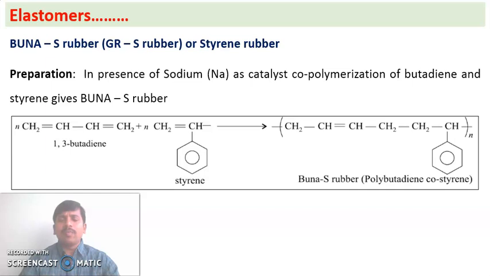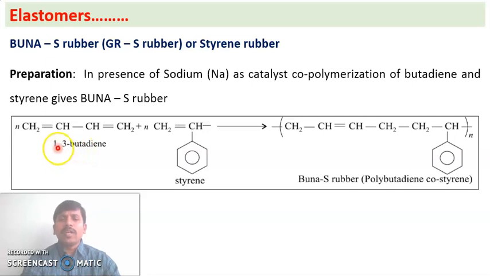For the preparation of Buna S rubber, we need sodium as a catalyst and two reactants. They are, one is 1,3-butadiene, the other one is styrene. So these two, 1,3-butadiene and styrene, in presence of sodium as the catalyst, undergo co-polymerization and give Buna S rubber.